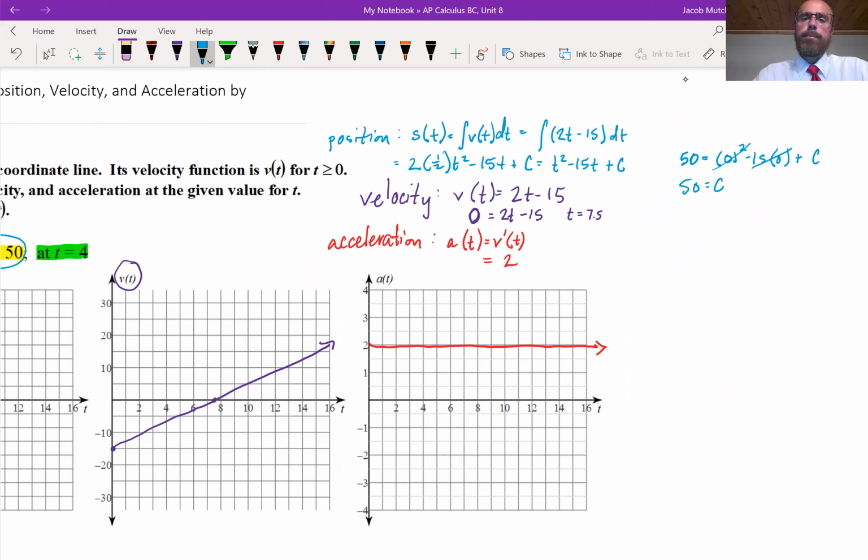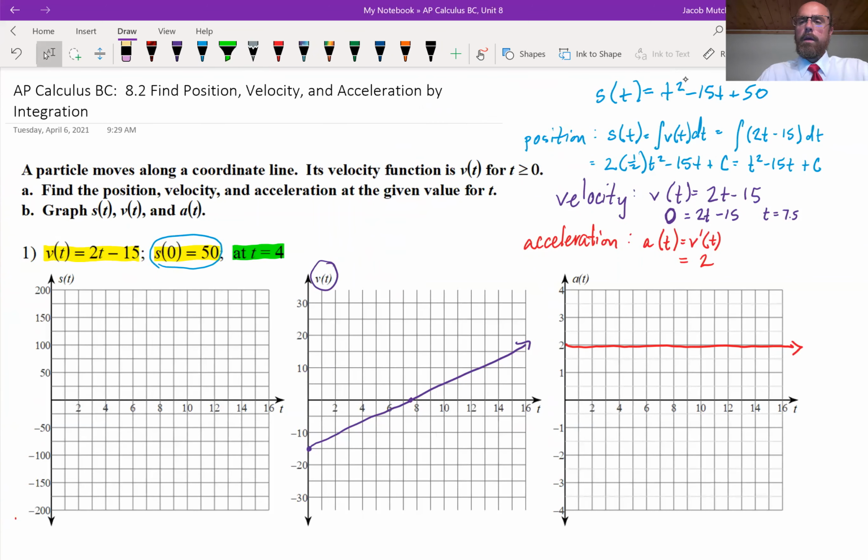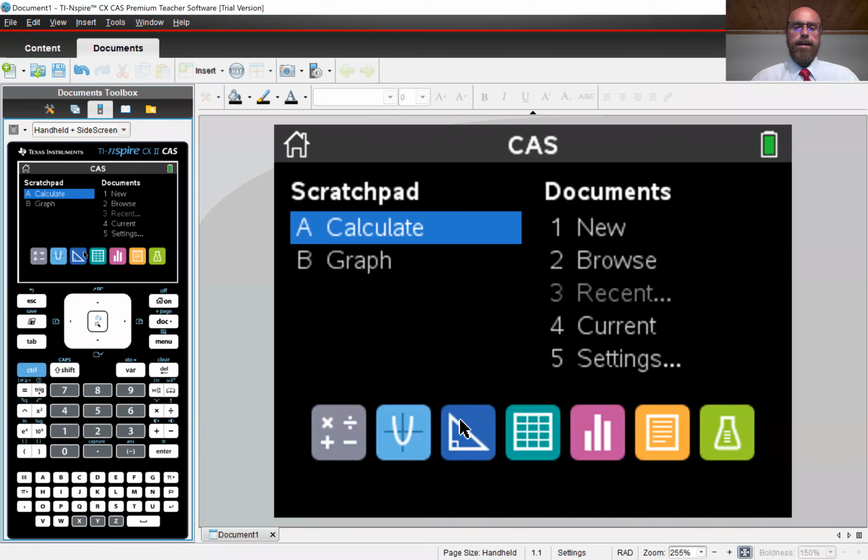So my function for position is going to be s of t. And this is where the integration comes into play, equals t squared minus 15t plus 50. So I can tell by that square on my time that that is a quadratic function. And so I want to graph it. Probably the easiest thing for me to do is to get a calculator to help me generate a table of values.